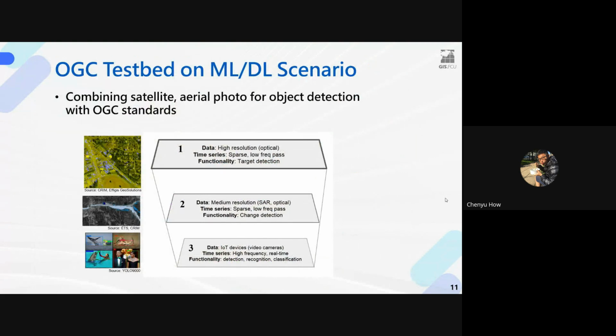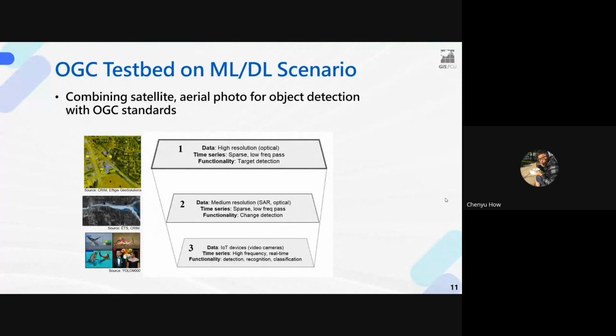And in the following few slides, I want to borrow some results that we carried out in the OGC testbed. This testbed is a collaboration project that we have participants in. And this layer addresses how we integrate satellite and aerial photos for object detection, adopting OGC standards.